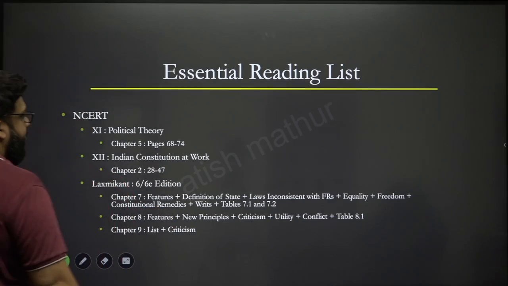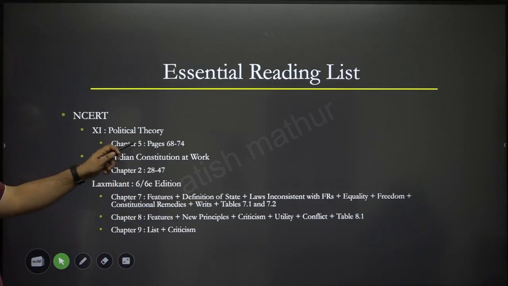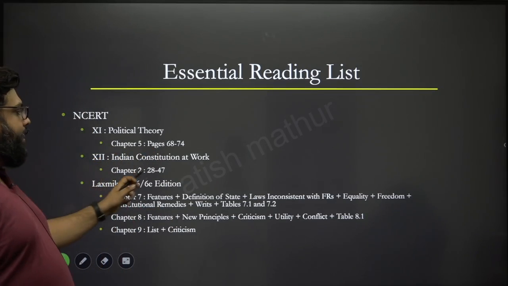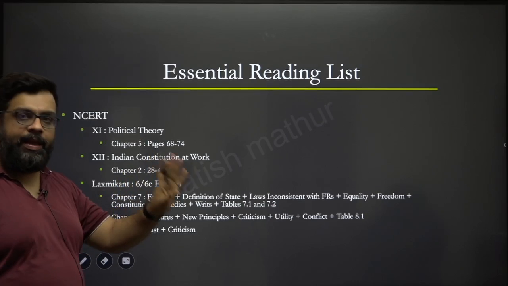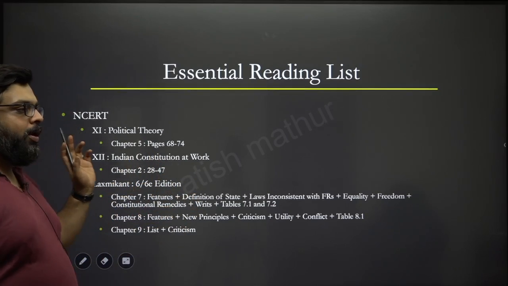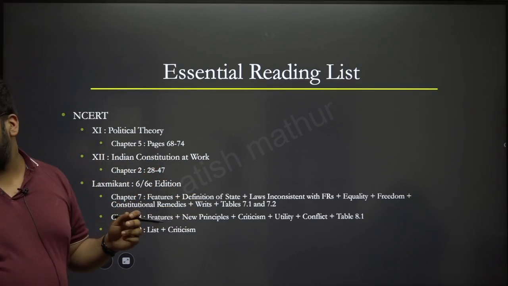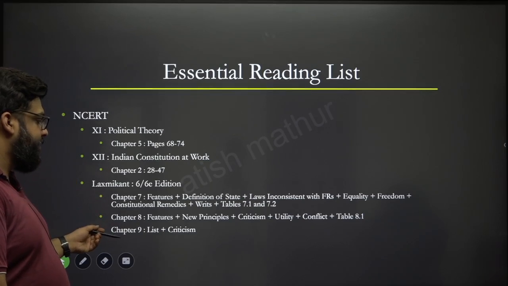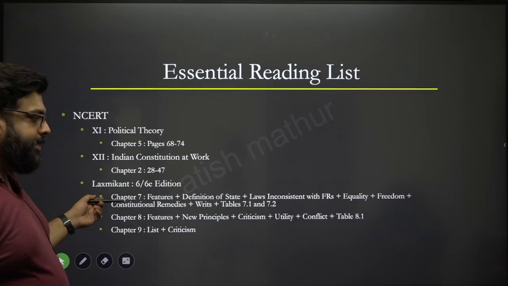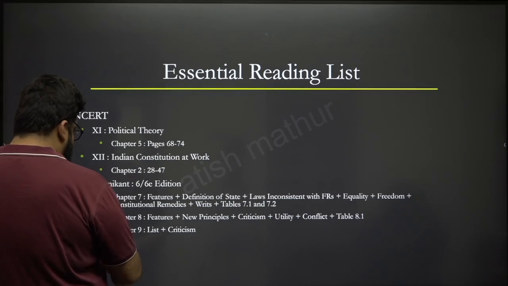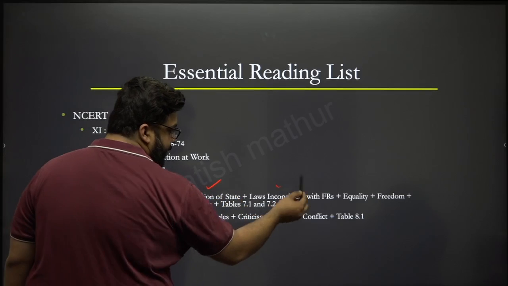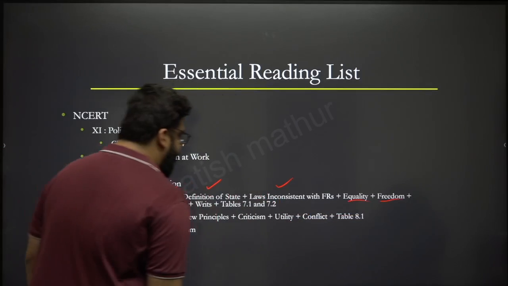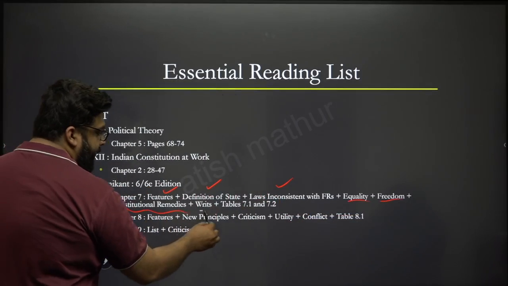Quickly running you through the reading list. NCERT Class 11 Political Theory, Chapter 5, pages 68 to 74, important, should be done. Indian Constitution at Work, pages 28 to 47, if you have the time, should do it. Your Lakshmikant 6th and 6th revised edition are more or less the same, they're exactly the same. Chapter 7 is rights, Chapter 8 is directive principles, and Chapter 9 is fundamental duties. In Chapter 7, you should do the subheadings which are called features, definition of a state, laws inconsistent with fundamental rights. As far as specific rights are concerned, read the rights pertaining to equality and freedom very, very well. And of course, rights to remedies and writs.